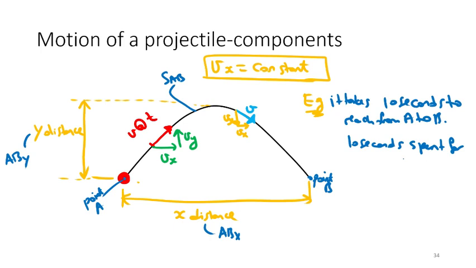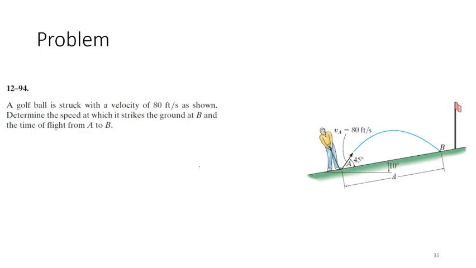The 10 seconds is spent for ABY or ABX or SAB, the same time. So I'm trying to tell you that these three components are not independent. We are just separating them to solve the problem easily. That's the very important point here. So I will solve a new problem in the next recording.